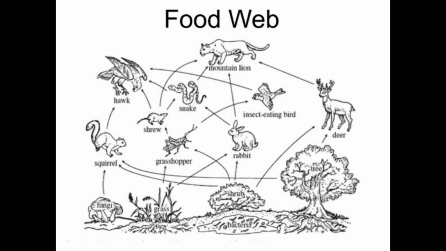A food web is comparable to a food chain, except that a food web is far broader than a food chain. A single organism is occasionally consumed by a large number of predators, or it consumes multiple other organisms. Many trophic levels become intertwined as a result of this.